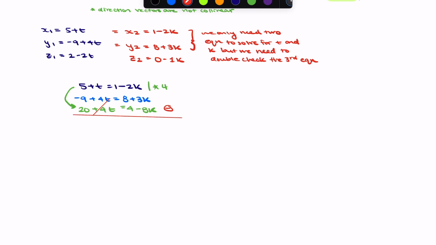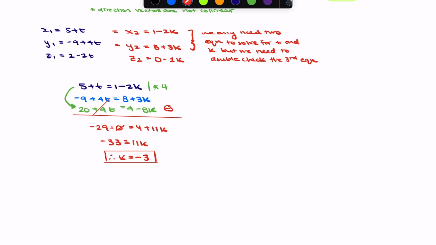And these will cancel out, our 4t and 4t, which leaves us with negative 29 minus 0 is equal to 4 plus 11k. So negative 33 is equal to 11k, and therefore k is equal to negative 3. So here we have k is equal to negative 3.